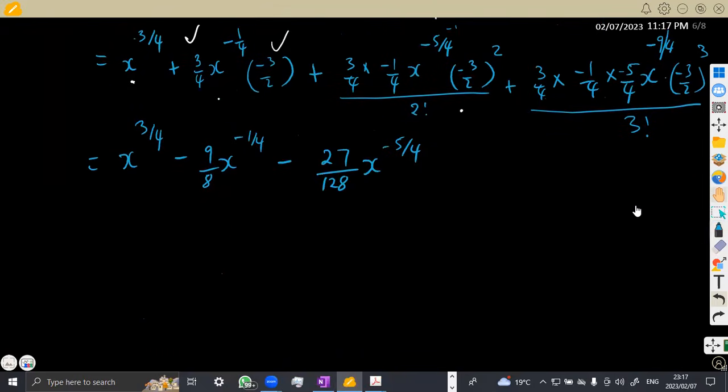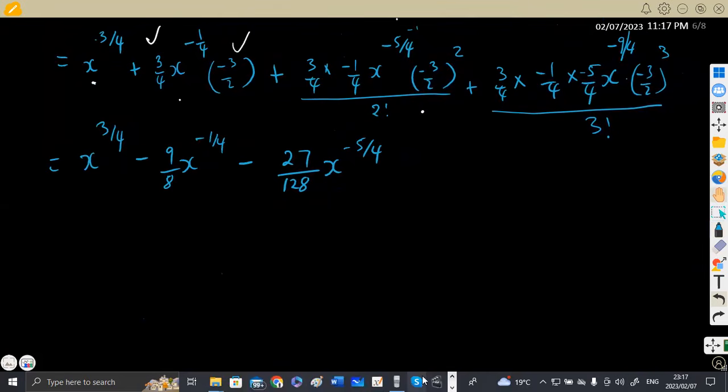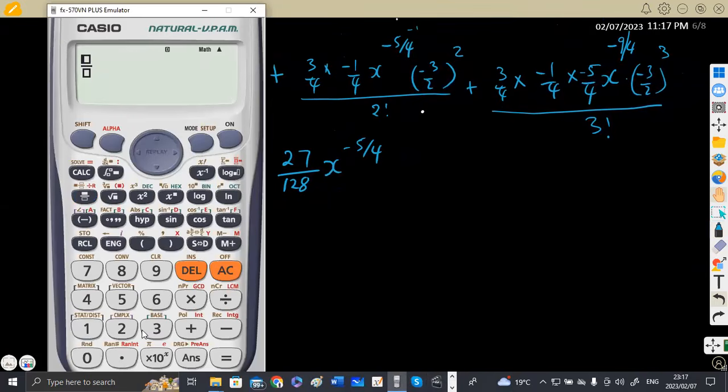We simplify again, just like what we saw previously. So this is going to be a fraction again. We've got 3 over 4, so that's 3 over 4 multiplied to negative 5 over 4, like this. Multiplied to negative 3 over 2, like this. All right, let's put the 2 here. Negative 3 over 2, then we've got the exponent of 3. All right, now it's over 3 factorial.